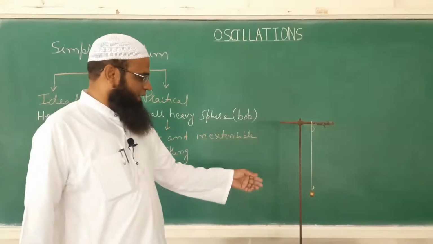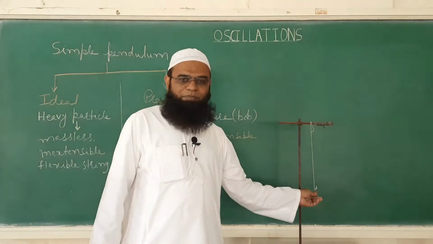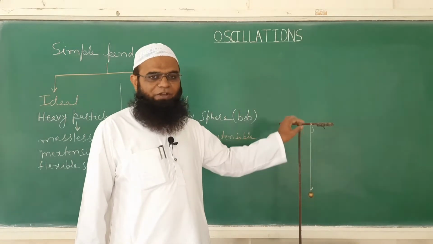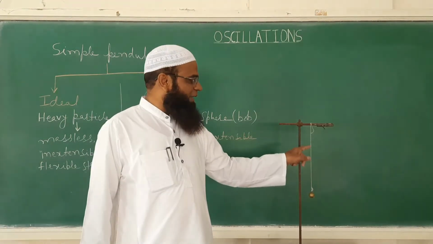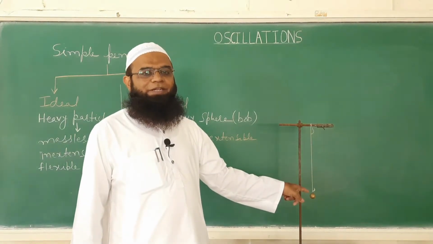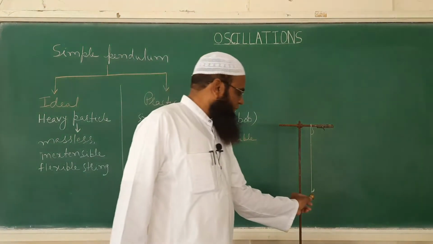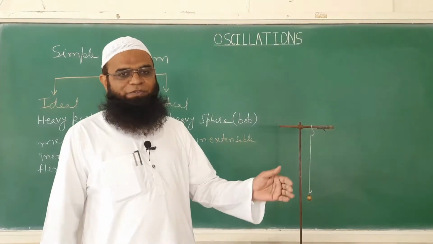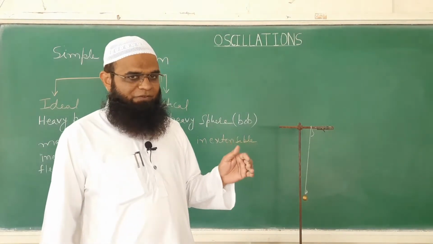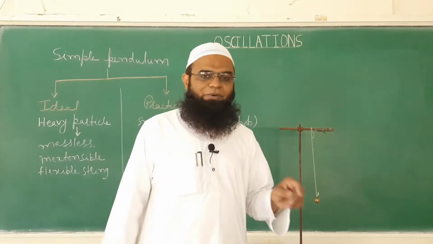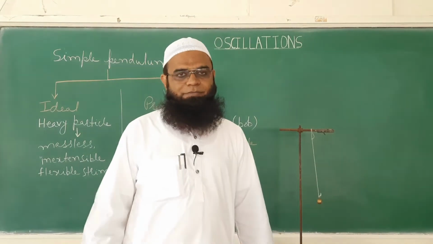Here you can see I have taken one small heavy bob, and I have suspended it from a rigid support with the help of a light string. In this way, this is nothing but a practical simple pendulum. Now, when it is displaced from its position, it performs oscillations. After this we will see how to find the time period of this simple pendulum.